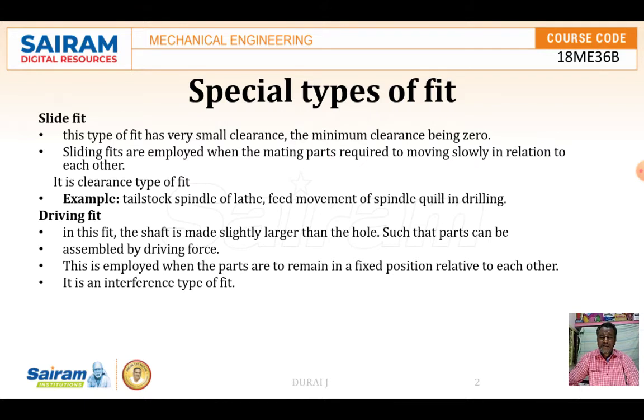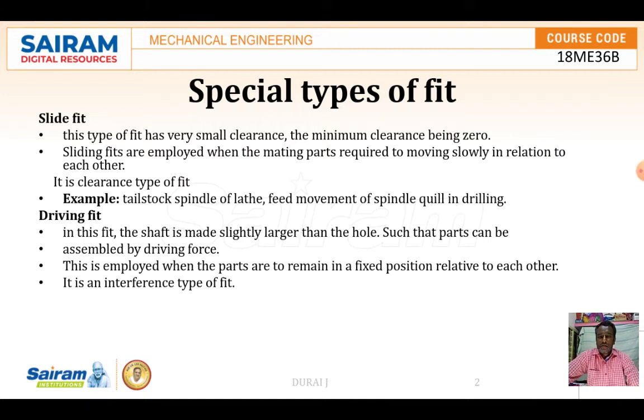In the tailstock spindle, according to the sizes we can move the tailstock spindle easily, without forcing. By hand only you can move it. That type of fit you can call a slide fit. Then comes the driving fit.